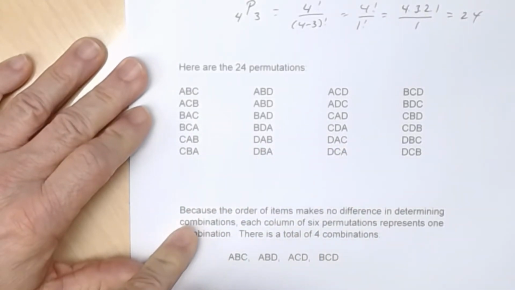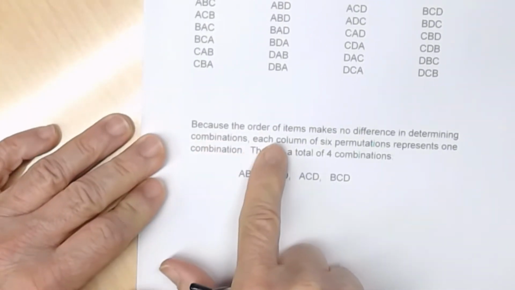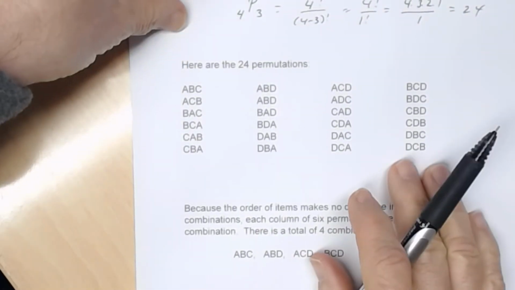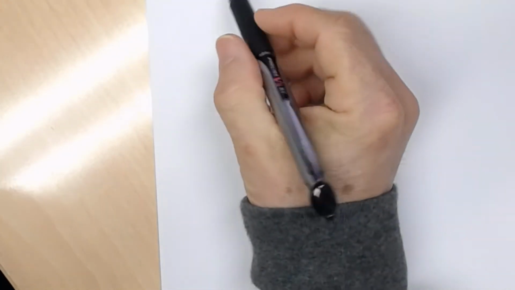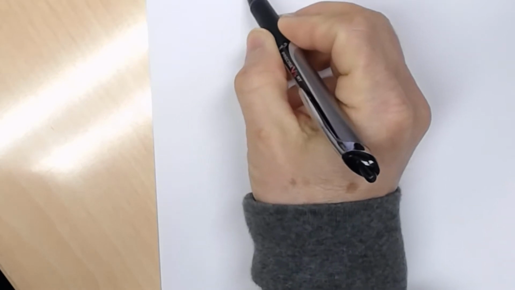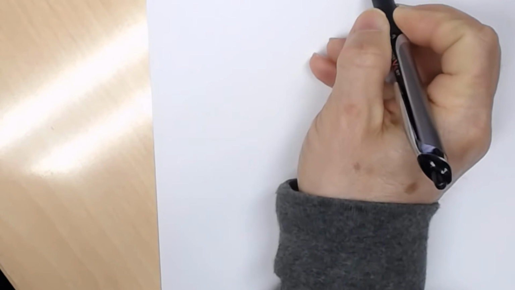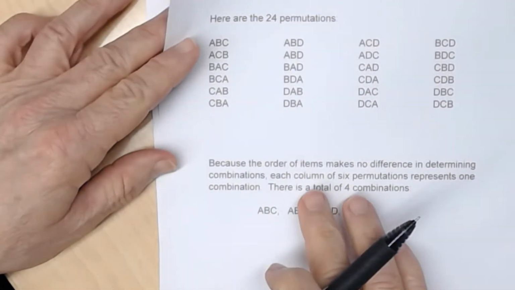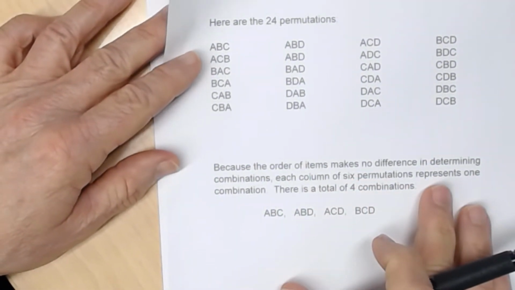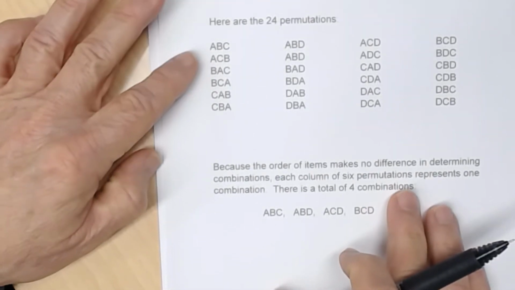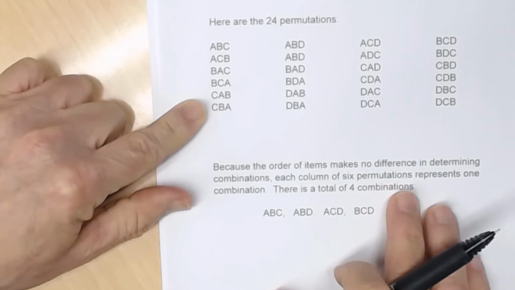Okay? All right. Now, because the order of these items makes no difference in determining combinations, remember in combinations, we now know that order does not matter. Okay, so because the order of the items makes no difference in determining combinations, each column of the 6 permutations represents one combination.